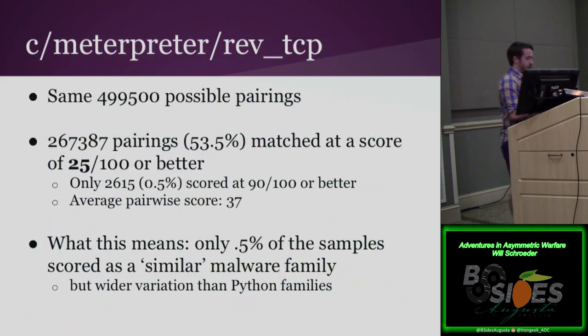For C, this is one of the pure C interpreter stages. You get the same 499,500 possible pairings. 267,387, so about half, matched at a score of 25 or better. So that means half had absolutely no match at all. They were completely different. And only 0.5% scored at 90 or better. And the average pairwise score was 37.